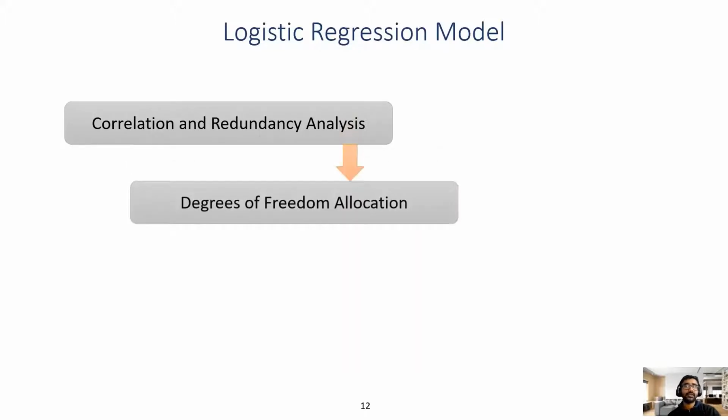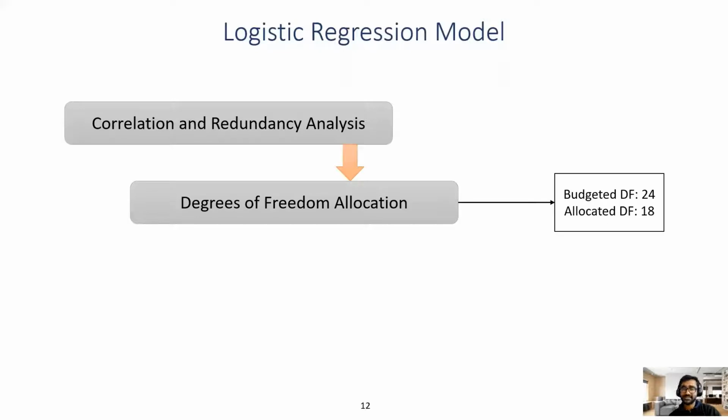Then we allocated degrees of freedom to each attribute in such a way that no attribute gets more than 4 degrees of freedom, and the total allocated degrees of freedom remains as less as possible from the budgeted degrees of freedom. This would also ensure that the model doesn't get overfitted.